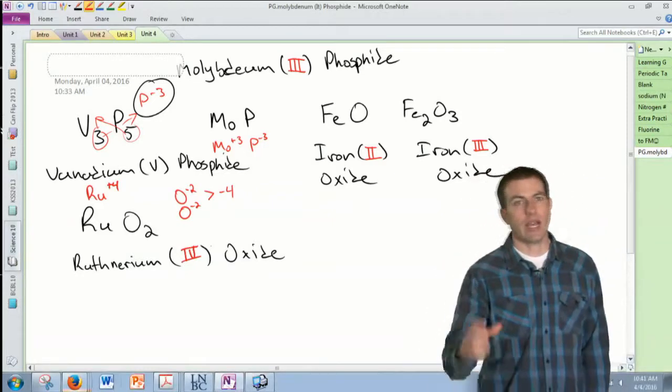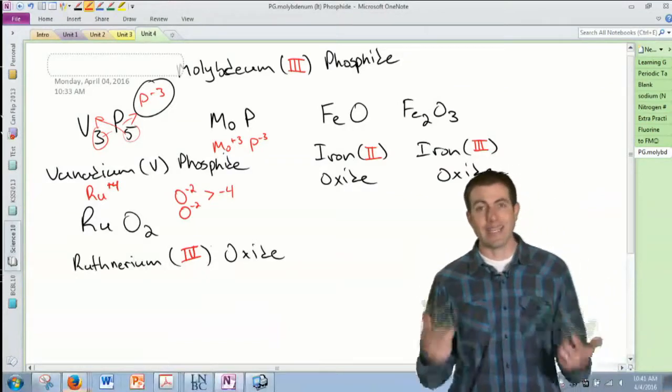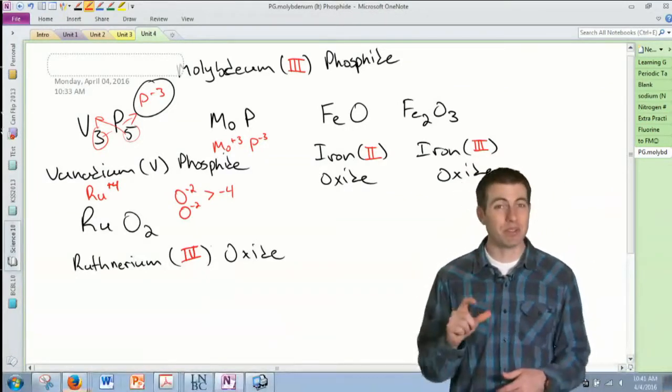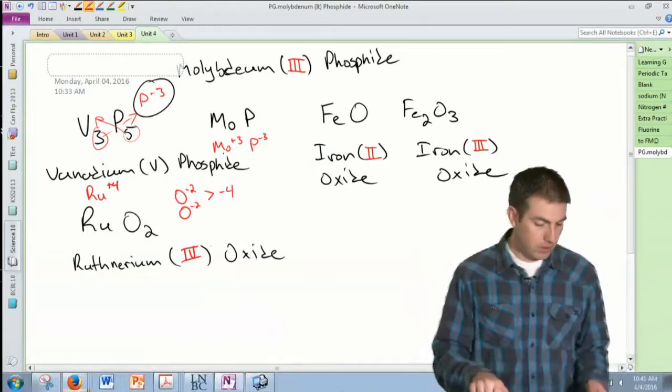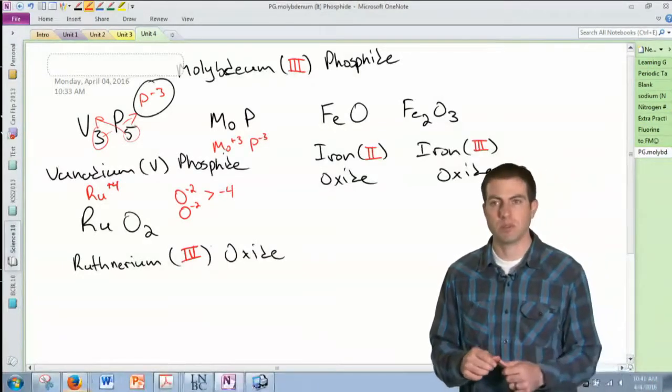So that's why we have to kind of think in terms of charges. The crisscross works 90% of the time, but in that other 10%, you're going to run into problems. So hopefully you won't run into problems.